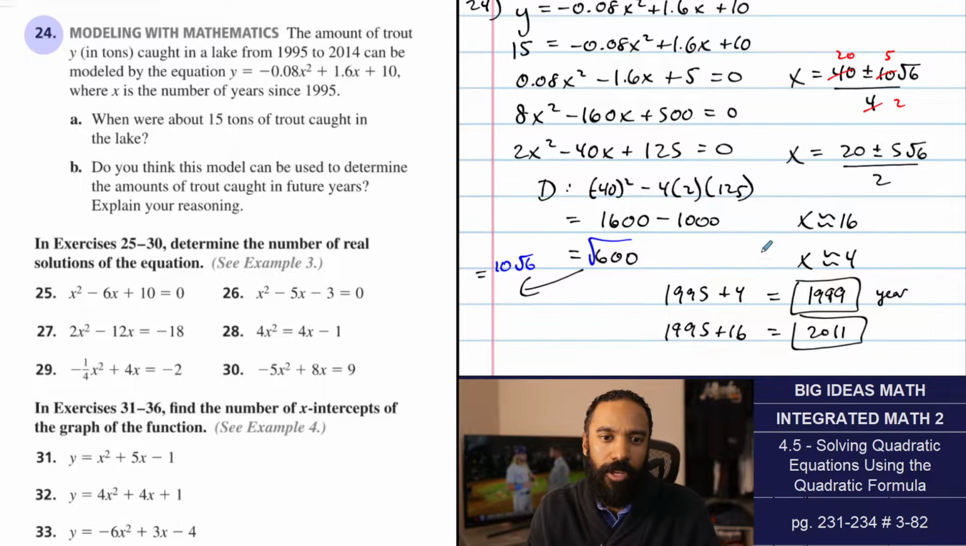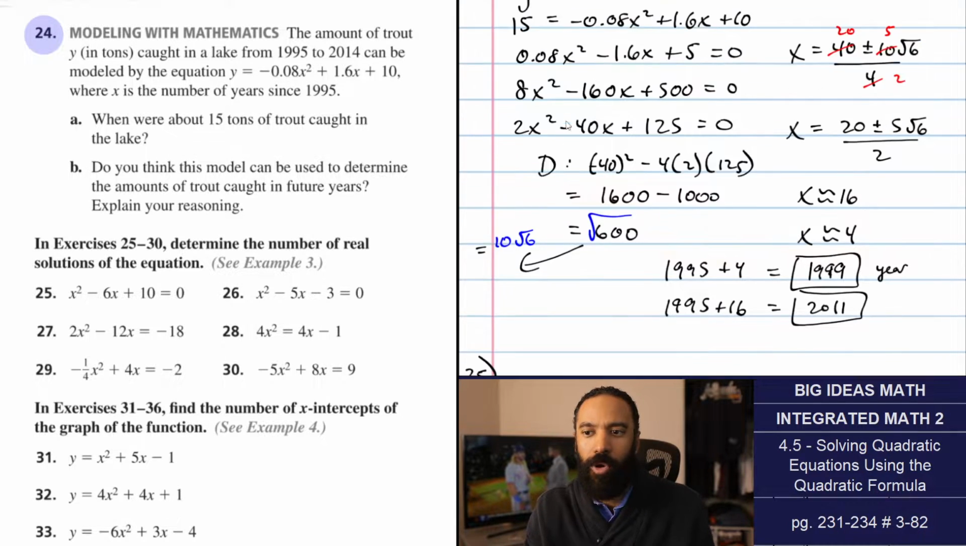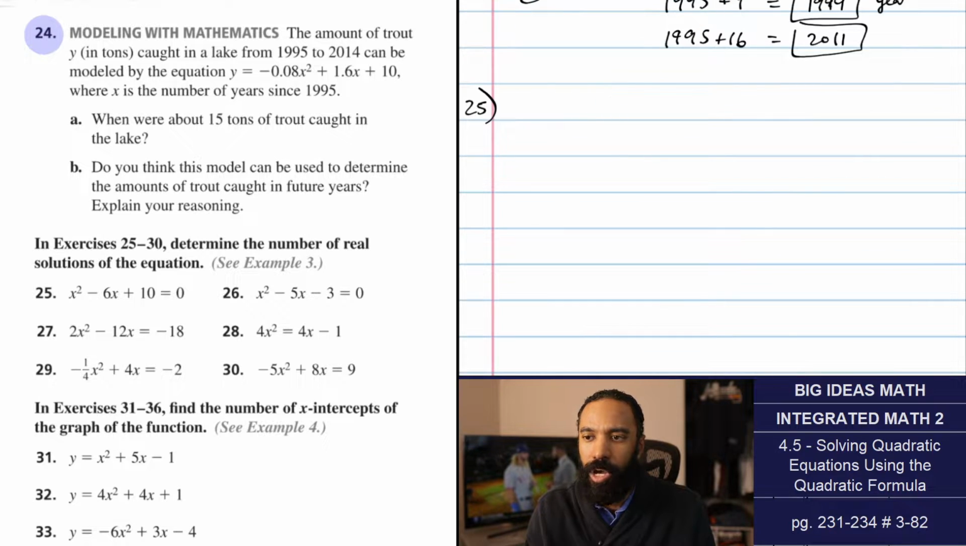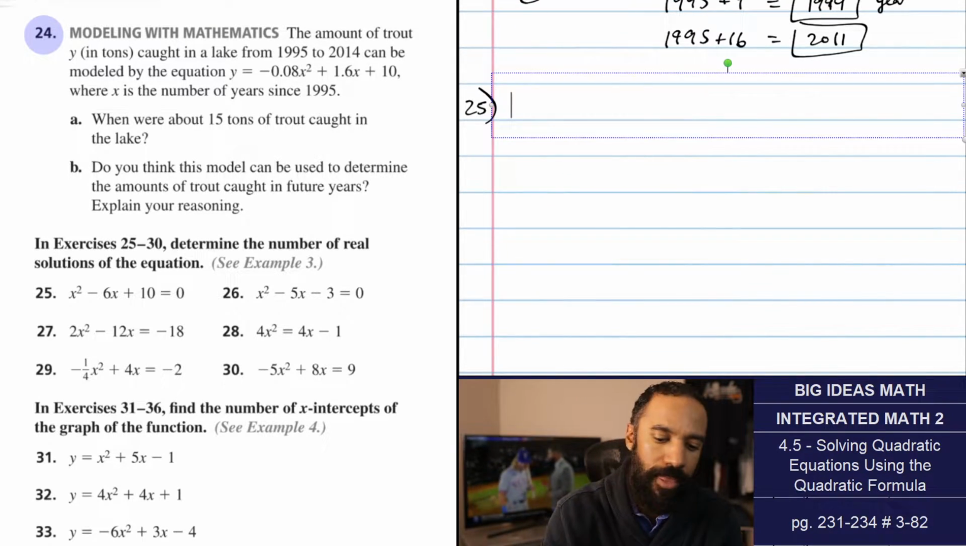Do you think this model can be used to determine the amounts of trout caught in future years? Explain your reasoning. Well, probably not. Remember that this model was a y equals setup, and this thing is an upside down parabola. So maybe it does to an extent. This might apply.